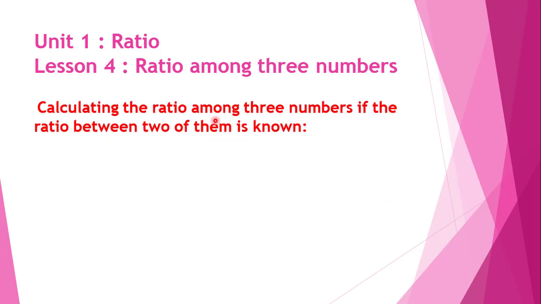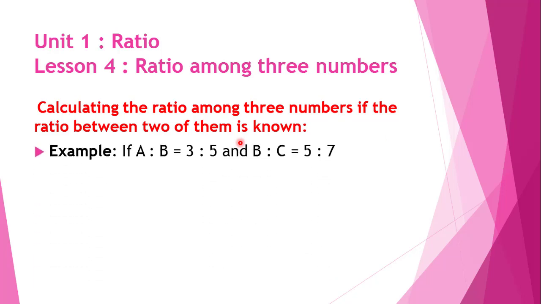Sometimes we want to calculate the ratio among the three numbers and we know the ratio between two of them. Let's take an example. If A to B equals 3 to 5, this is the ratio between A and B, and B to C equals 5 to 7. So we have A to B and B to C. What do we want? We want to calculate A to B to C and A to C. Let's start.